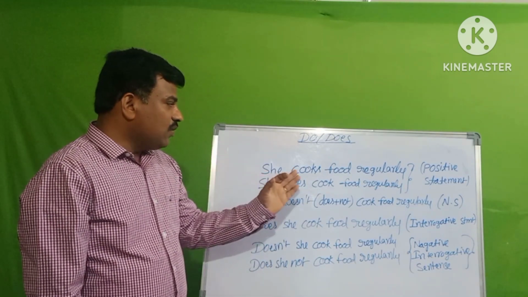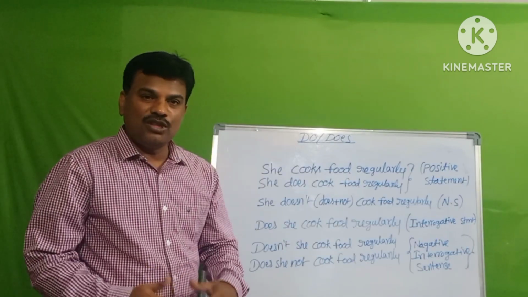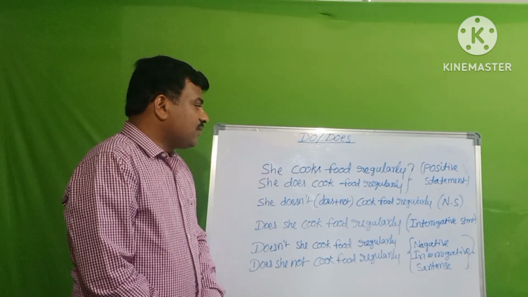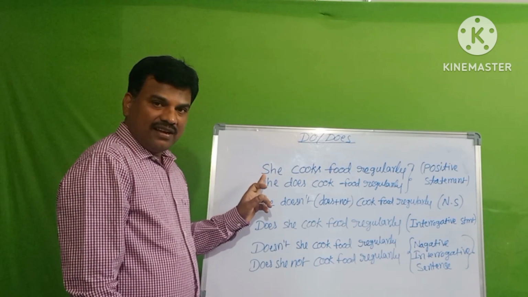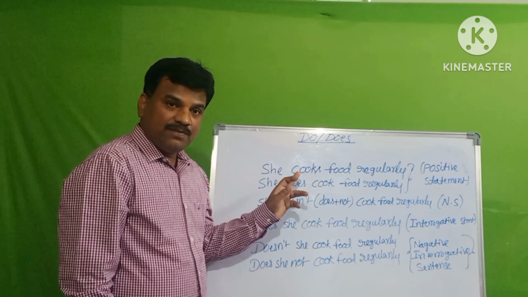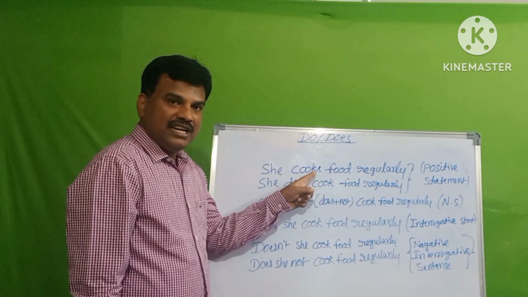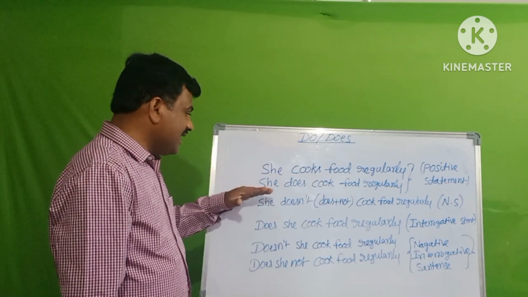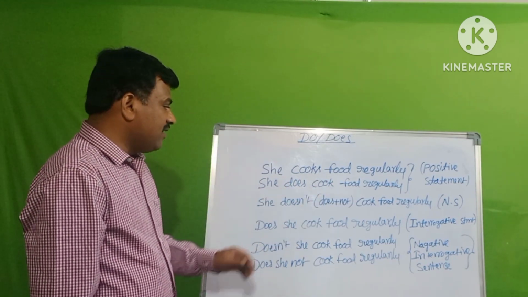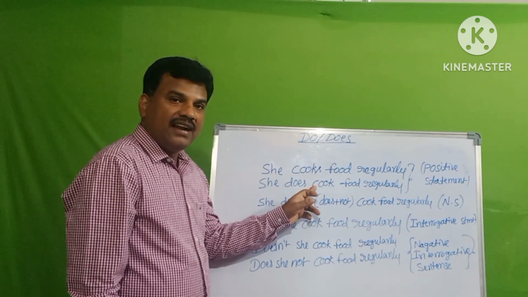For example, she cooks food regularly and she does cook food regularly. So both give the same meaning. Now, my dear friends, please remember one thing here. She cooks food. If the subject is singular, then the verb will be added with s when you want to express a positive statement. So here she is singular, so the verb is added with s. In the second statement, she does cook food regularly, s is not added because we already have a helping verb does.